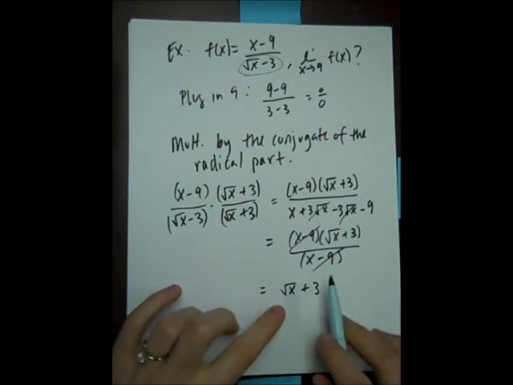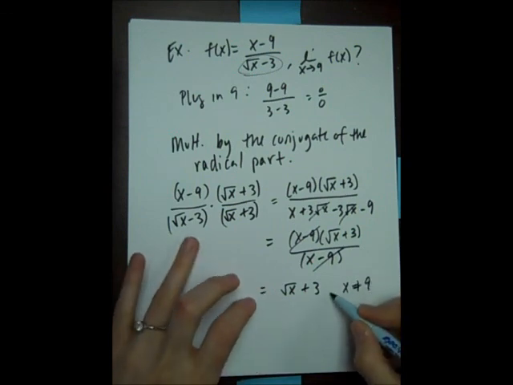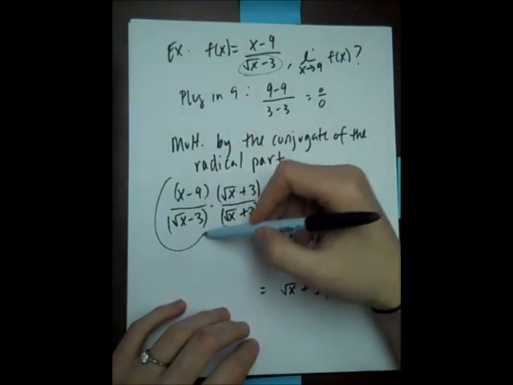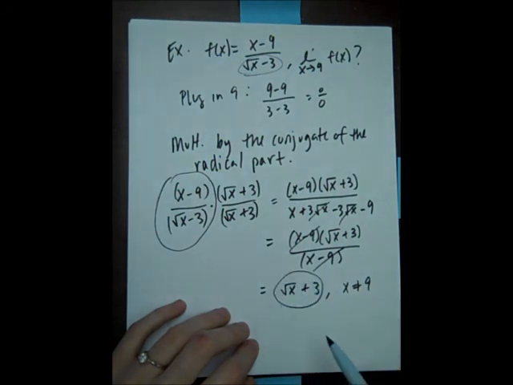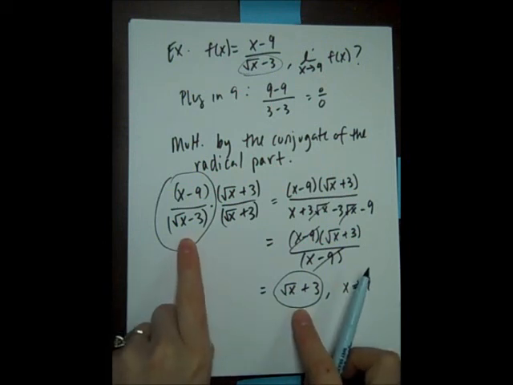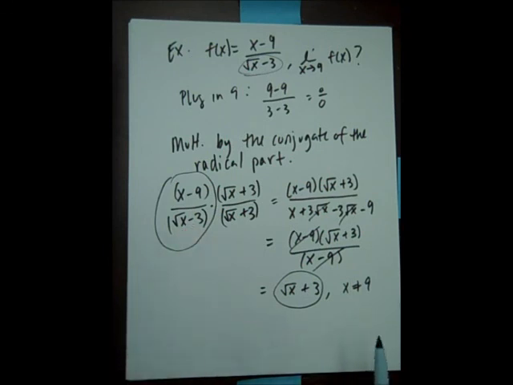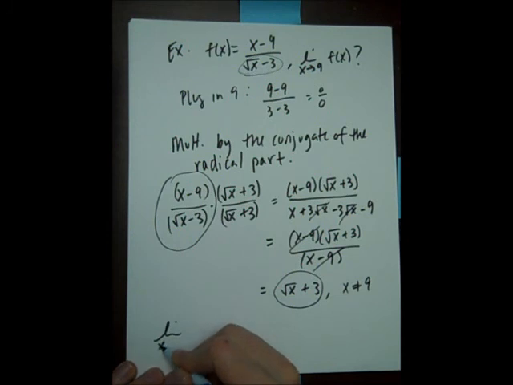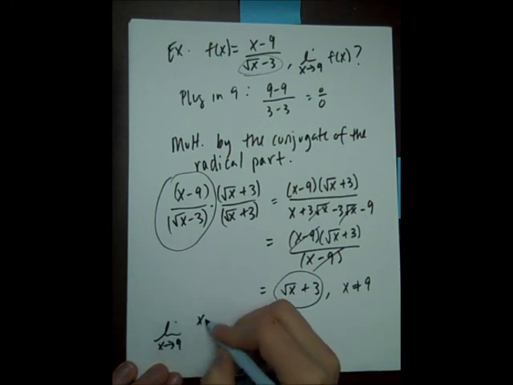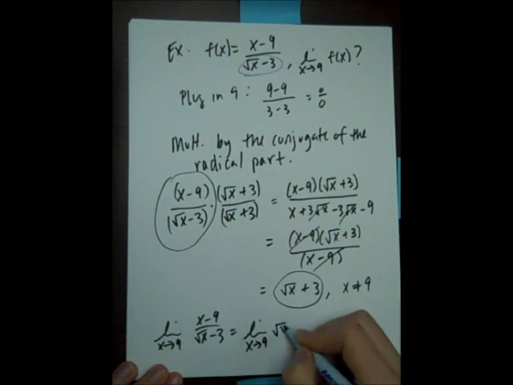So what this tells me is that not necessarily at 9, because I couldn't plug in 9 to my original problem, but f of x and the square root of x plus 3 are the same everywhere except for x equals 9. So these are equal functions except for where x is 9, because I couldn't plug in 9 to my original function. How does that help us? That tells me that the limit as x approaches 9 of my function, x minus 9 over square root of x minus 3, is the same as the limit as x approaches 9 of the square root of x plus 3.